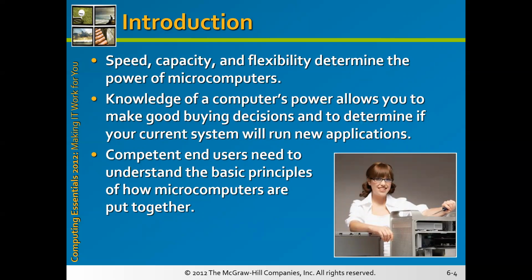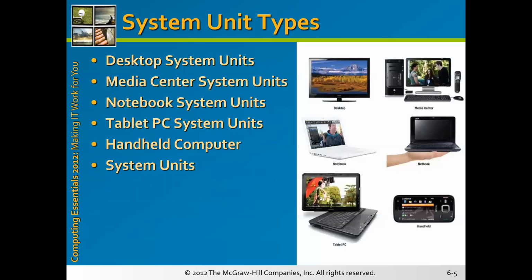Introduction. When you have knowledge about computers, it is often easier to buy computers, knowing which computer with its specification can be used for what purpose. When talking about specification, we generally talk about speed, capacity, and flexibility, which determine the power of microcomputers. Knowledge of a computer's power allows you to make good buying decisions and to determine if your current system will run new applications. Competent end users need to understand the basic principles of how microcomputers are put together.